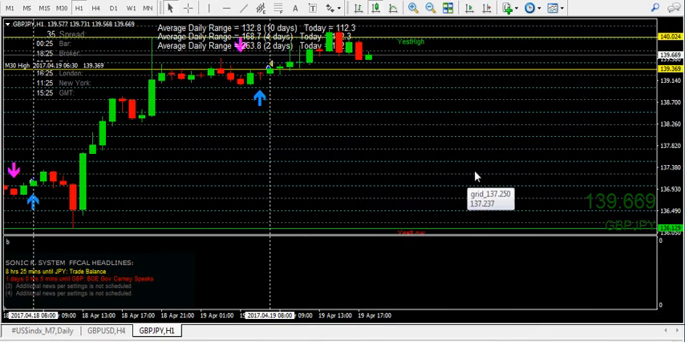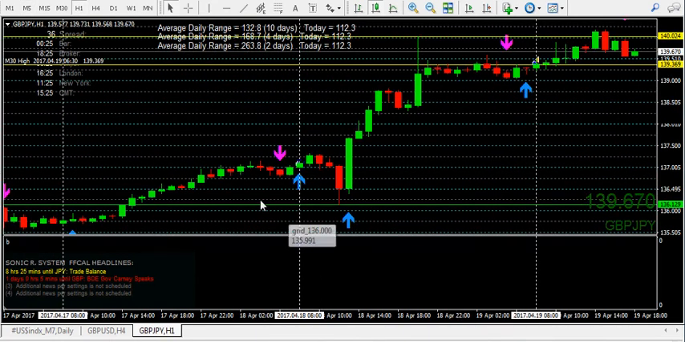Here's the H1. We've pulled back lovely. We've had another big engulfing candle there. See the engulfing candle broken through the body. In fact, it might be an outside bar even.